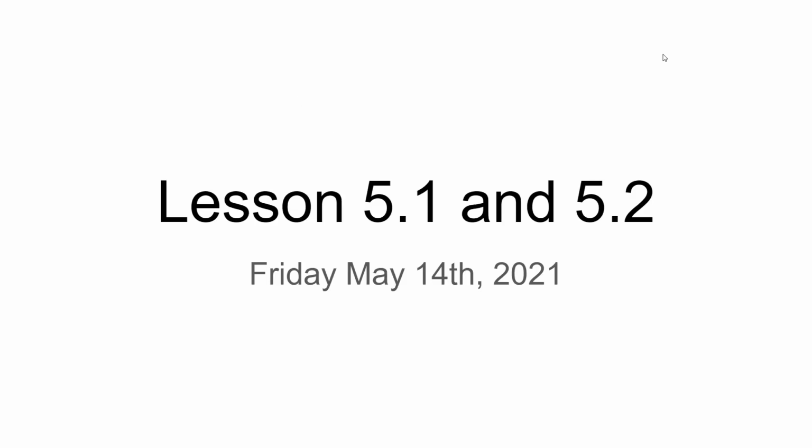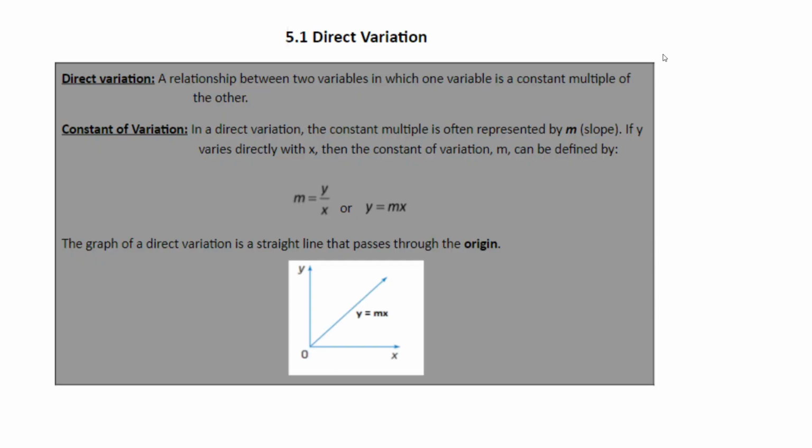Welcome to lesson 5.1 and 5.2, where we will be discussing direct and partial variations. So direct variation is defined as a relationship between two variables in which one variable is a constant multiple of the other variable. A constant of variation is the multiple, it's the constant multiple, and it is often represented by m, or the slope. If y varies directly with x, then the constant of variation can be defined by the following equation. M equals y over x.